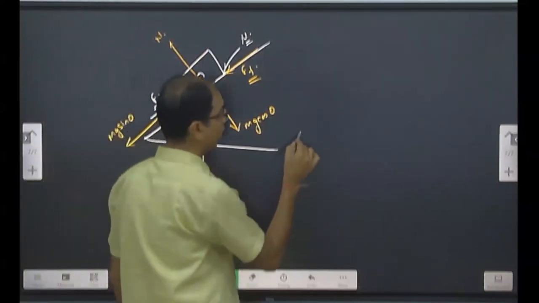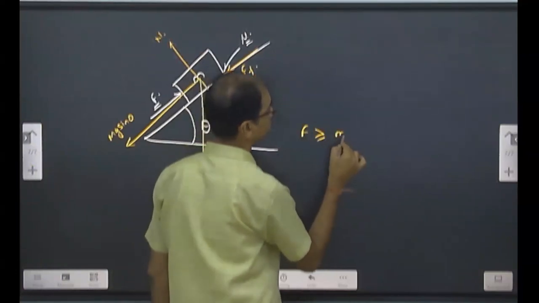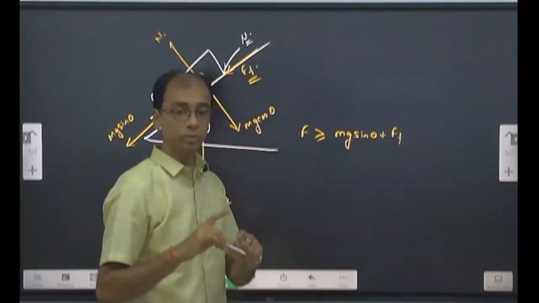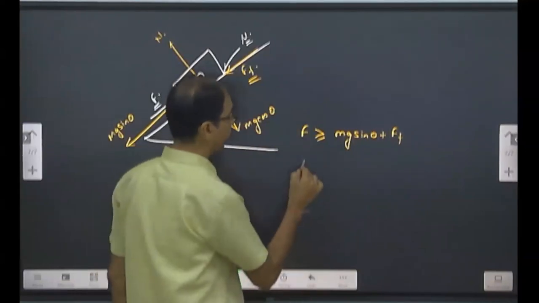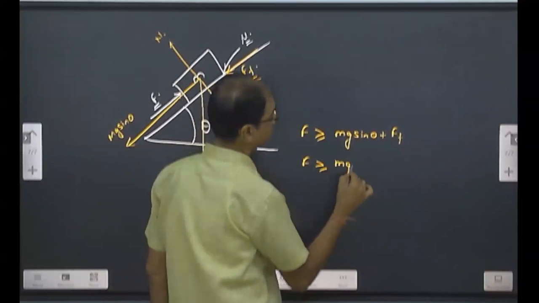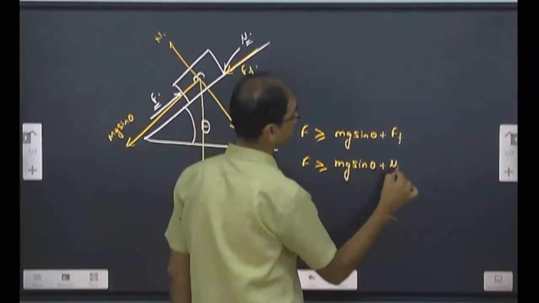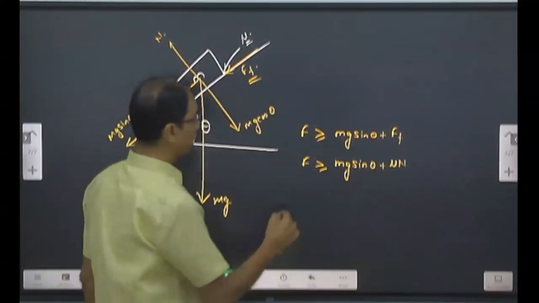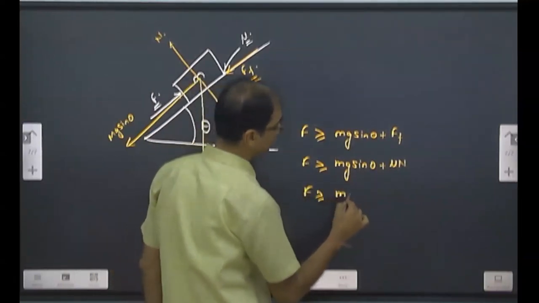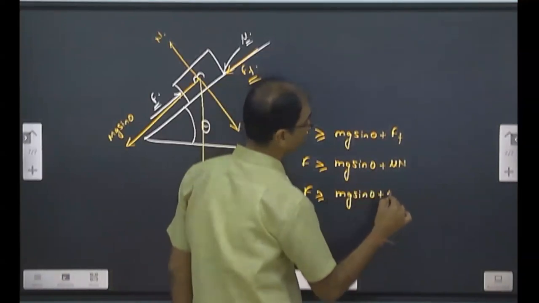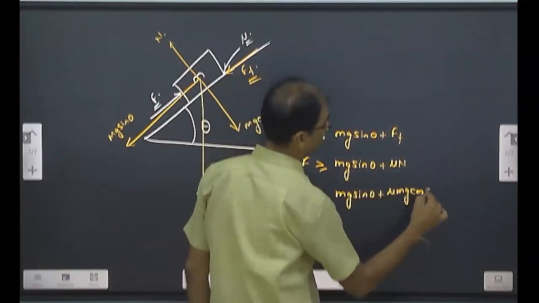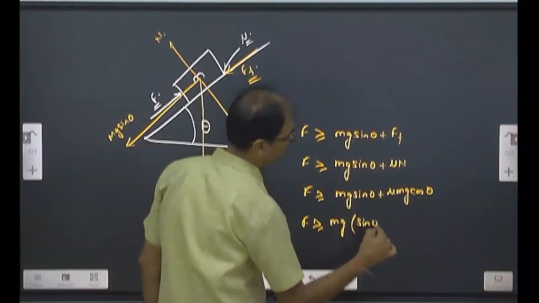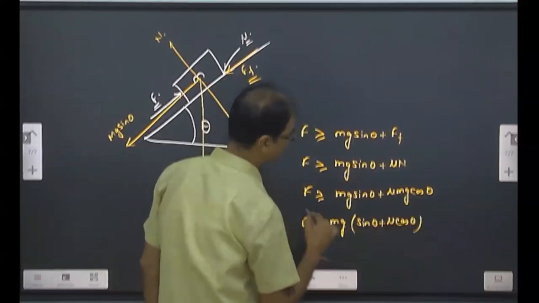We'll say that F needs to be greater than or equal to mg sin theta plus friction. Which friction? Because you want to move it, you need to apply force more than limiting friction, then only it will move. So F needs to be greater than or equal to mg sin theta plus mu N. And what is N? N value is mg cos theta. So F needs to be greater than or equal to mg sin theta plus mu mg cos theta. Taking mg common, F is greater than or equal to mg (sin theta plus mu cos theta). That's our answer. Did you understand?